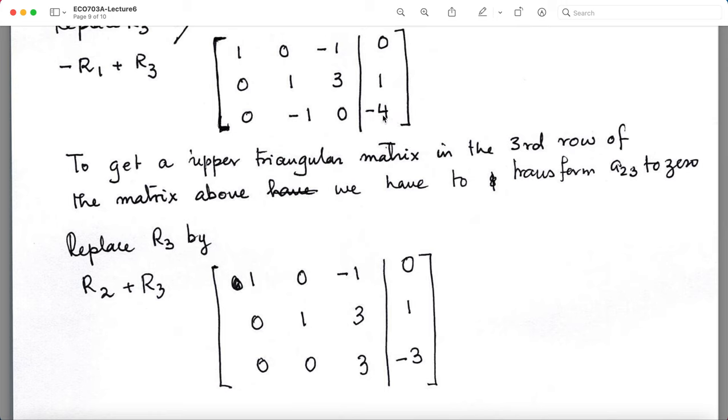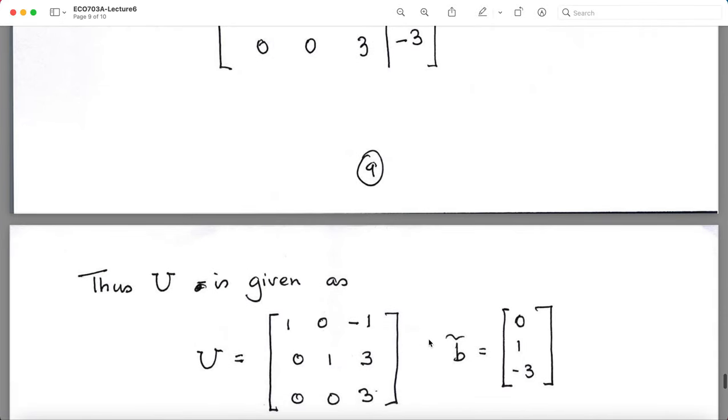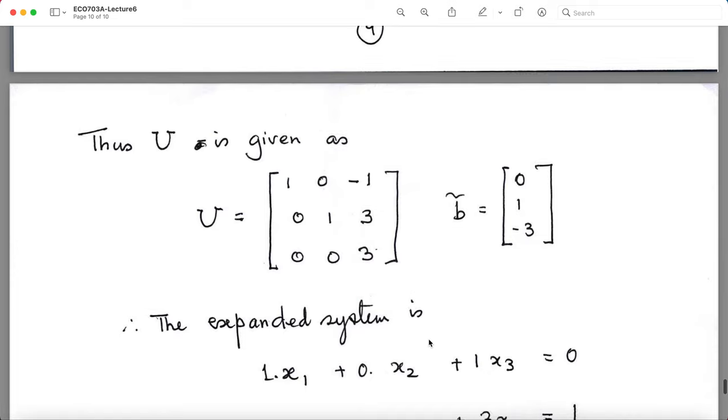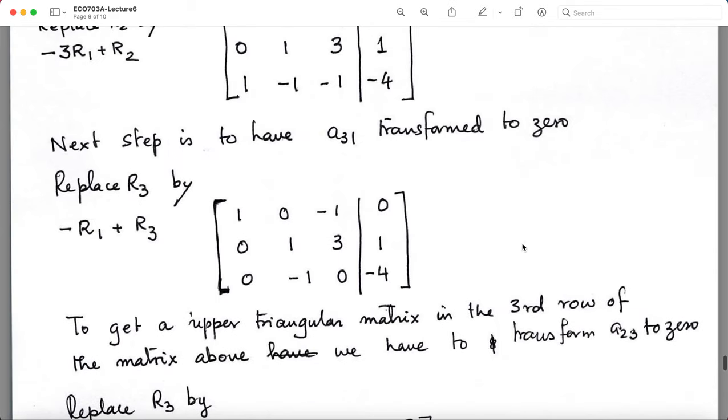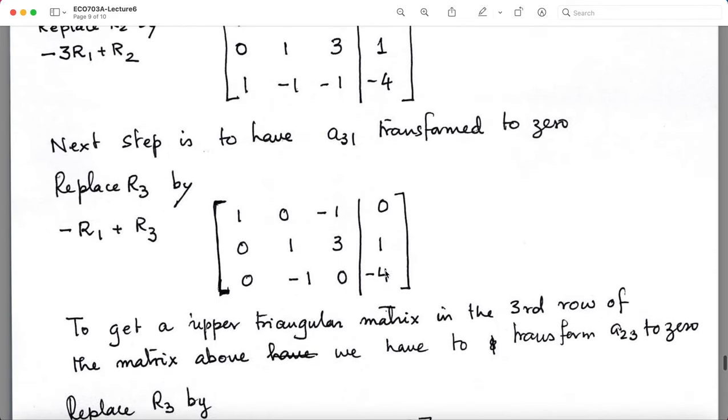But here also on this side, you are working on the A part, but also on the B part of the augmented matrix. Here you add R2 plus R3, that is 1 plus minus 4, which is 1 minus 4, which is minus 3, and that is what is written here. So the upper triangular matrix is given in this way, and the associated vector is now becoming 0, 1 and minus 3 instead of the original 1, 0, 1 and minus 4.